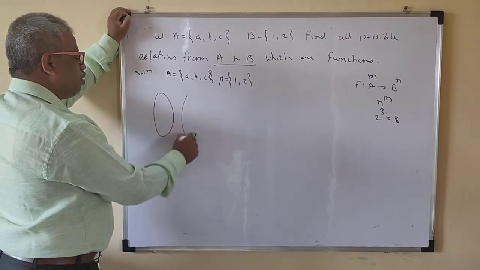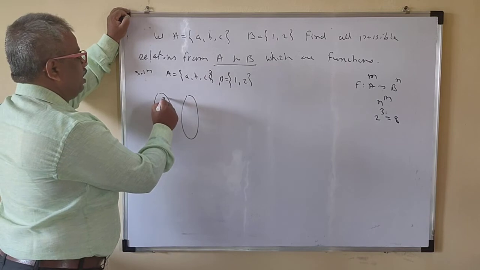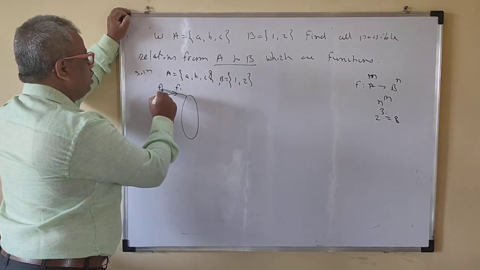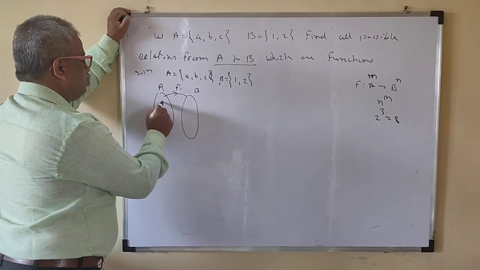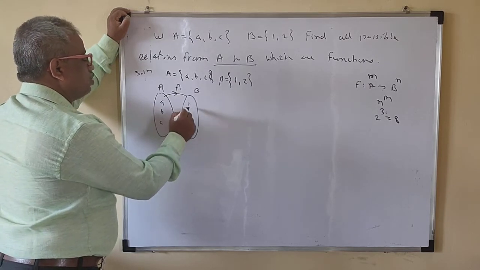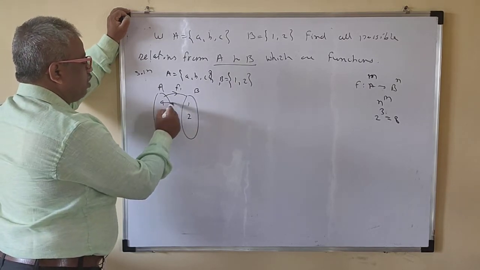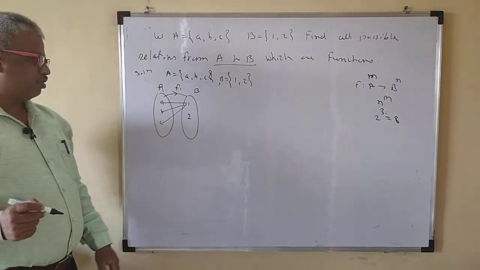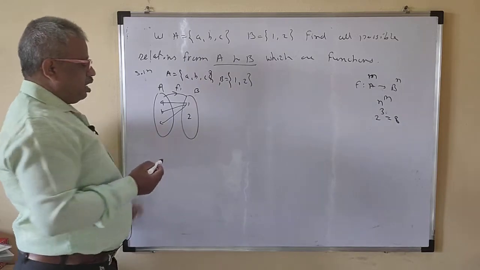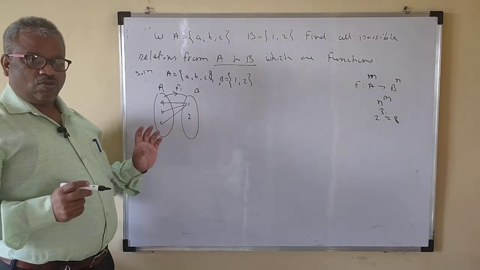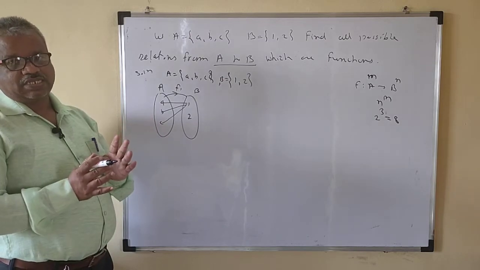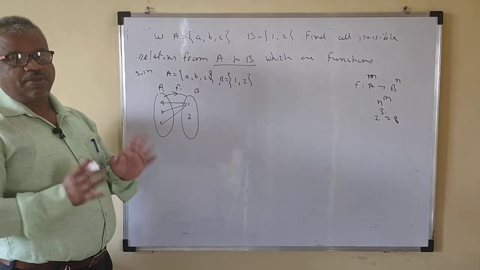You may write with the help of a Venn diagram, or you may write this. We will write the 8 functions now. This is F1, from A to B. So this is A, B, C, and this is 1, 2 only. I will take all images as 1. This is one function. See here, every element of A is related to a unique element of B. This is a function. No matter that the images are the same here, no problem for that.